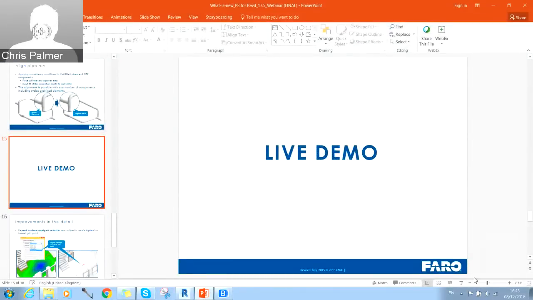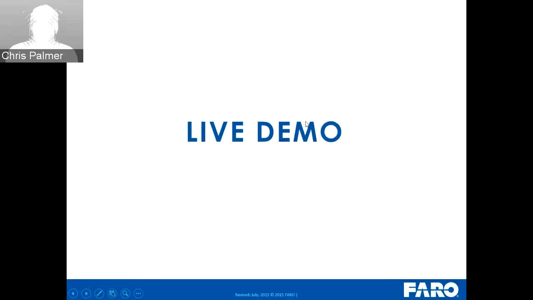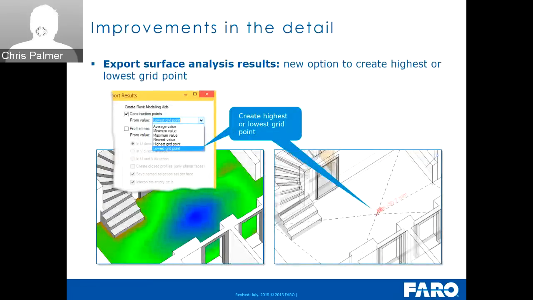So just to jump back into the PowerPoint now, one other very small improvement that we've got in the software, just with our heat map tool, there is now a lowest grid point selection for the construction point values. So when we're creating our heat maps, we've just got an additional small selection that we can use to generate that map and give us a very low point for floor flatness and things like that. That's a very small improvement in the detail.